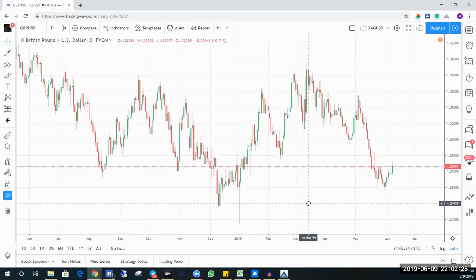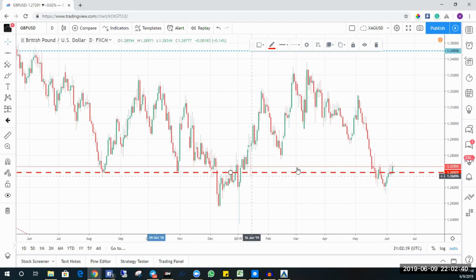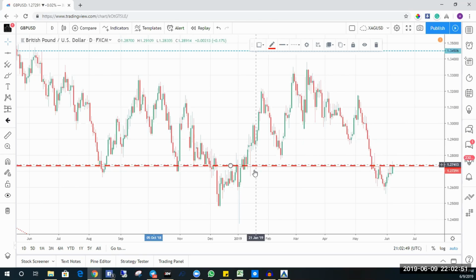So, what do we have here? We're still in a very strong downtrend. I was definitely expecting a sell-off for the British pound. Previous support here, we've broken that level. So, what will we do? Price is definitely struggling at this level to push higher. We have another level here.